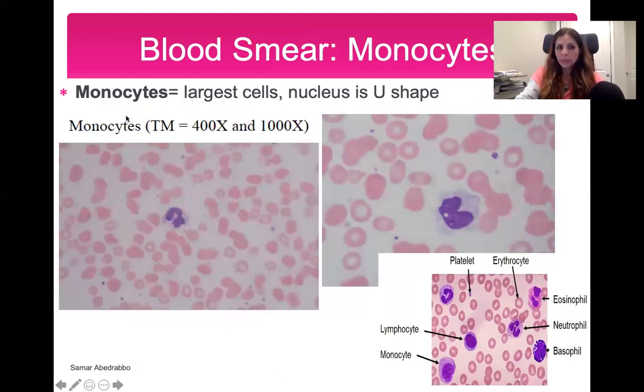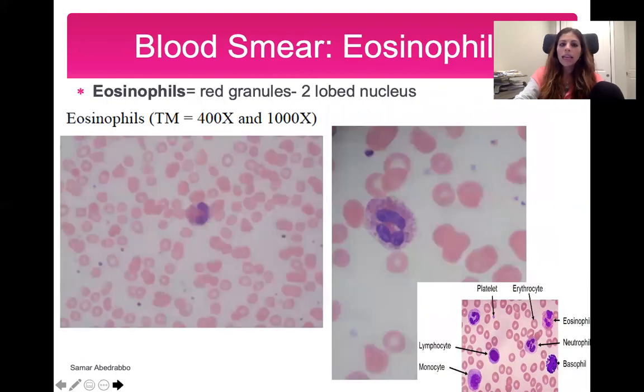Then monocytes, which are less frequent than the other two white blood cells. Here's 400x magnification and 1,000x. They're the largest cells, so when you look at a monocyte, they're very large. Remember, lymphocytes are the smallest. Monocytes are very large, and the nucleus is U-shaped. So here is our monocyte, largest cells. Lymphocytes are smallest cells. Remember, neutrophils are multi-lobed with granules or little specks inside.